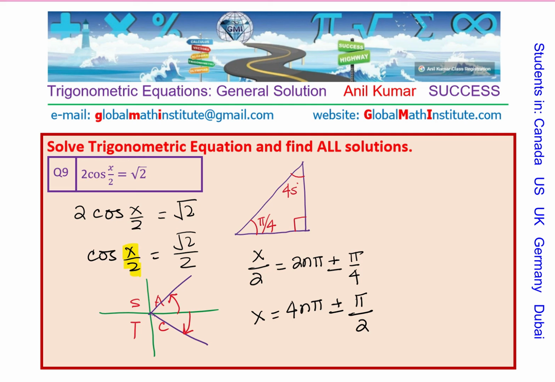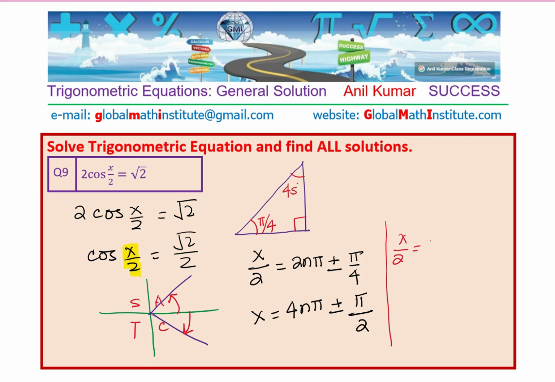Now, if you're working in degrees, you could write this answer as what? Well, we'll write here x by 2 equals 360 degrees n plus or minus 45 degrees. And then when you multiply, you get x equals 720 degrees n plus or minus 90 degrees. You have to multiply them both, right? So then you get your solution in degrees. I hope this step is absolutely clear, right? So that is how you provide general solutions.